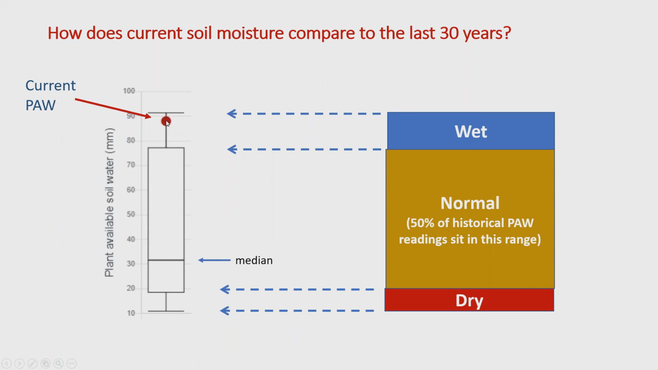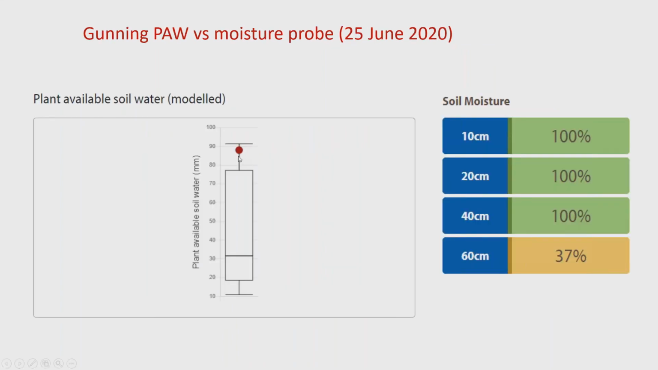Alternatively, if this red dot, like on the Monaro example, was sitting down here, this would be indicating that the current soil moisture is in the bottom 25% of years, or in the dry zone. If we now look at the modelled soil moisture level out of GrassGro versus our probe readings for the same site on the same day, given the wet start to the 2020 season on the tablelands, it's not surprising that the PAW measurement is sitting for Gunning at around 88 mils and is just a fraction below this top whisker.